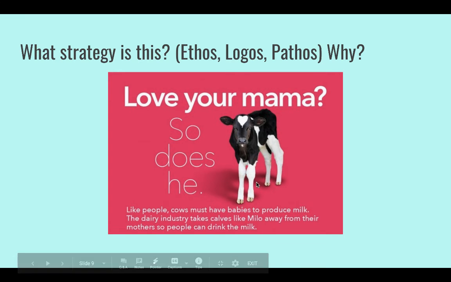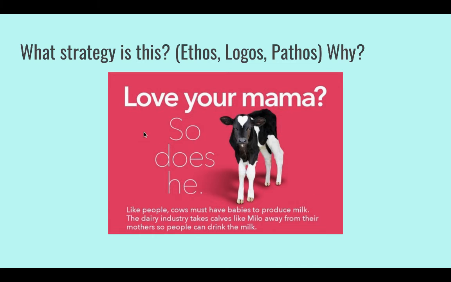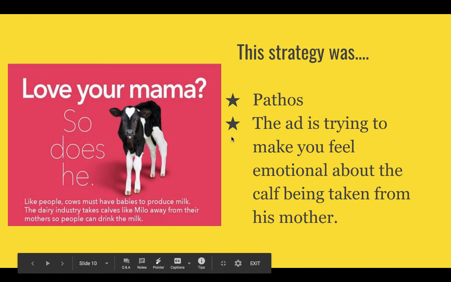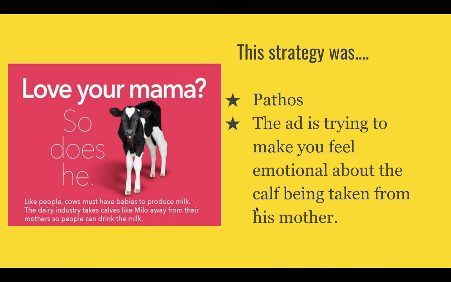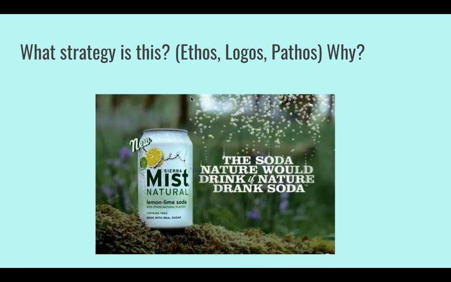And here we got a cute calf, right? And it's being taken so that people can enjoy the milk. So this is going exactly the opposite direction in terms of conclusion as the last example. And it's using pathos to do this, right? So it's trying to make us feel emotional about the calf being taken. And it's pretty effective. Let's look at this one.